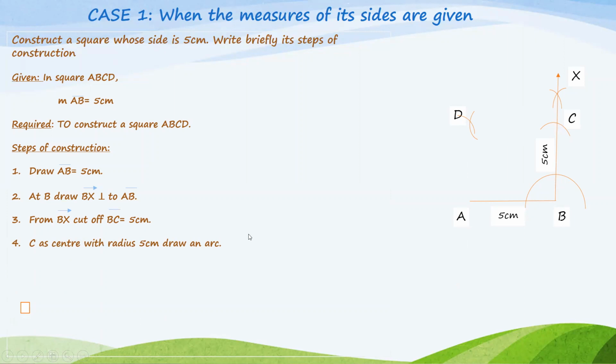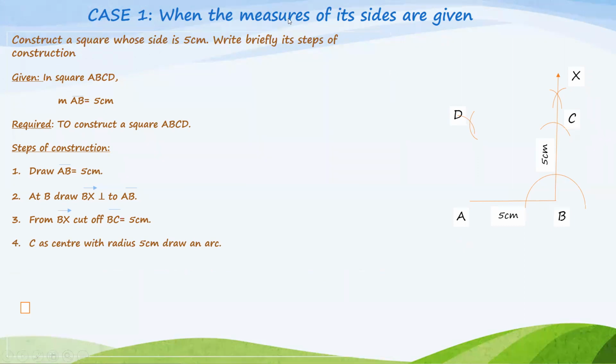Now the next step is we have to put the compass at A with the measurement of 5 centimeter again. We have to draw another arc like this, which intersects the previous arc at point D.